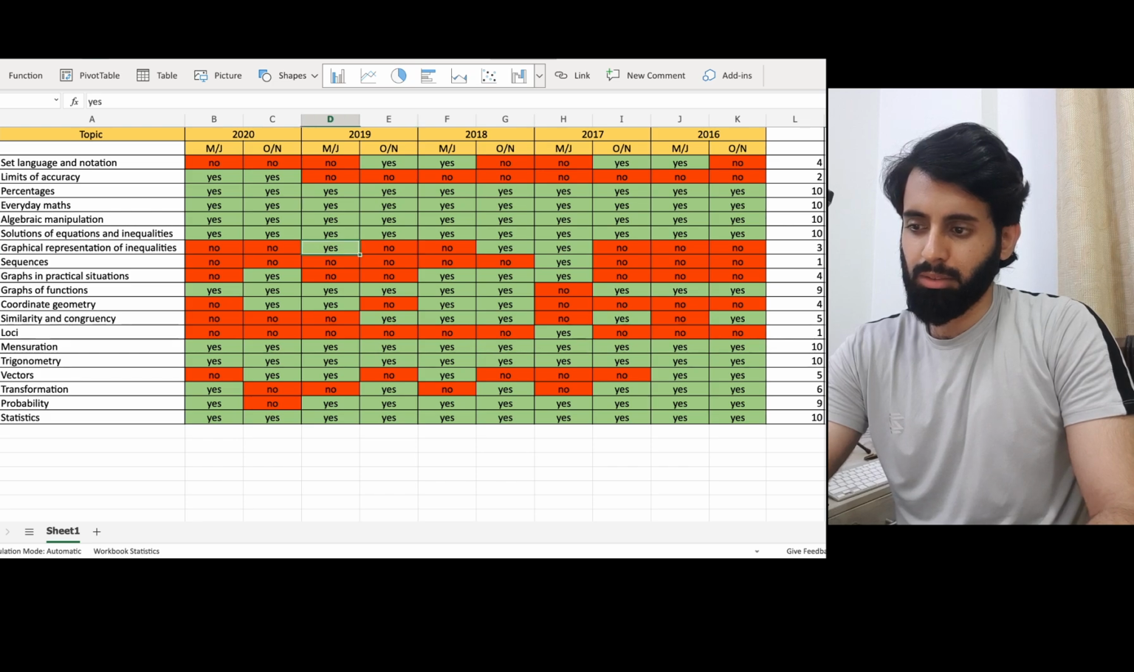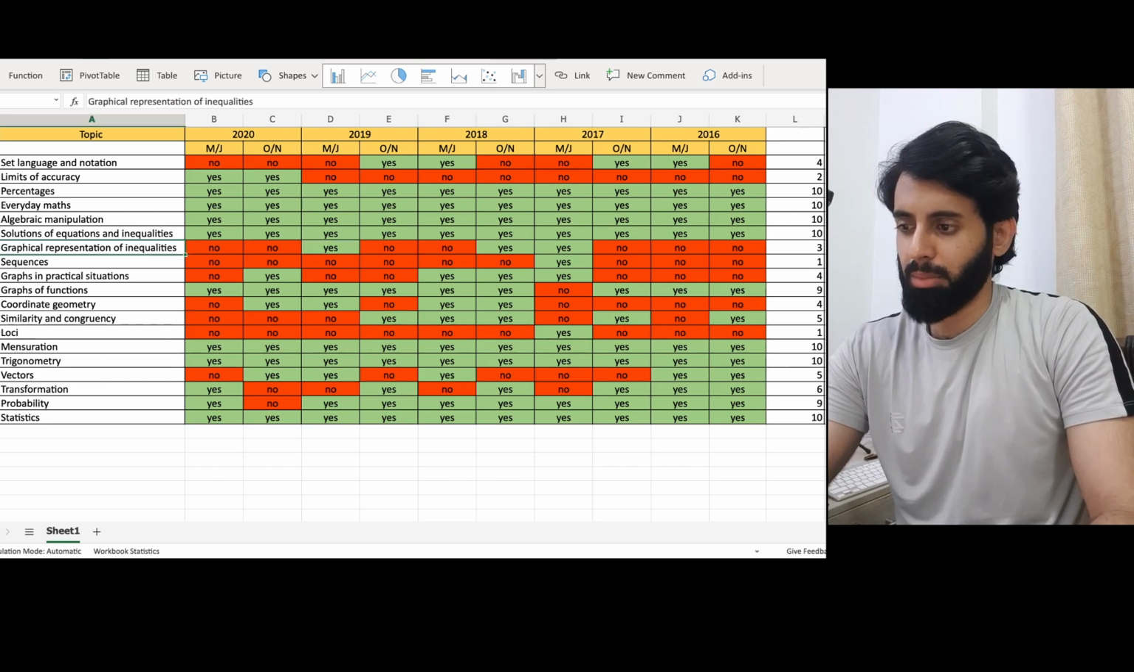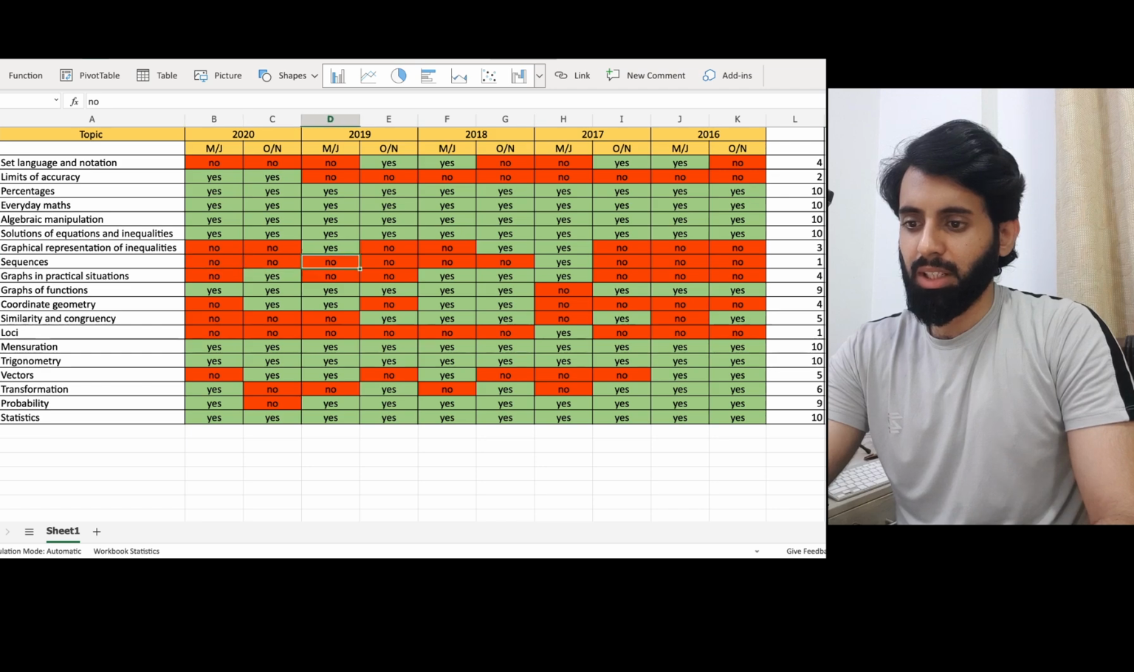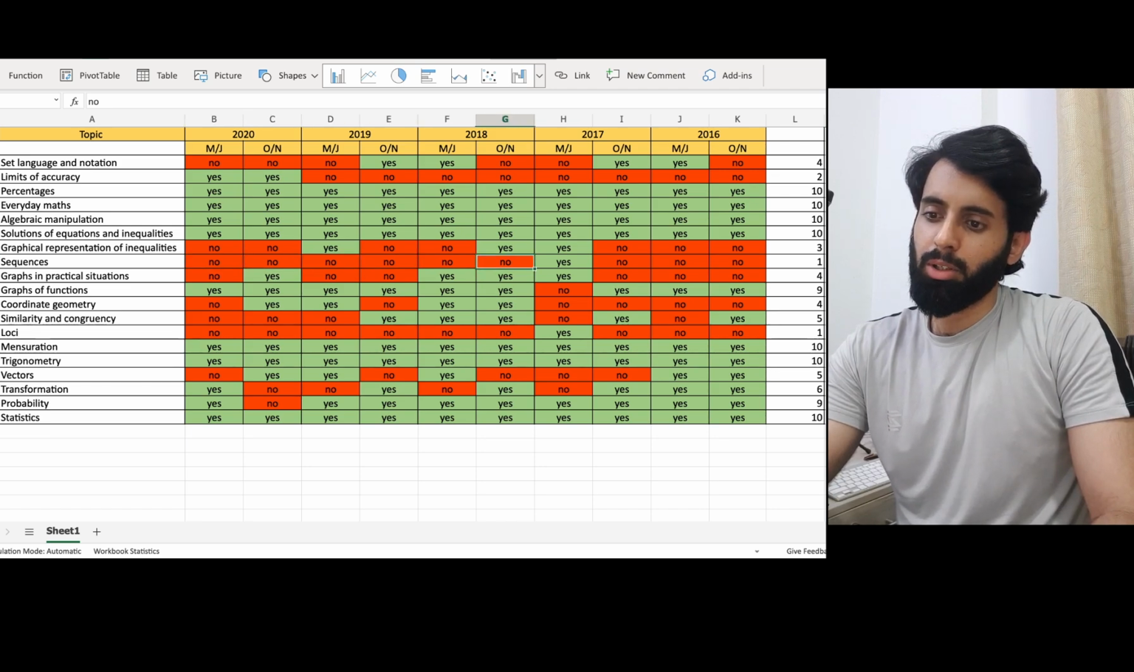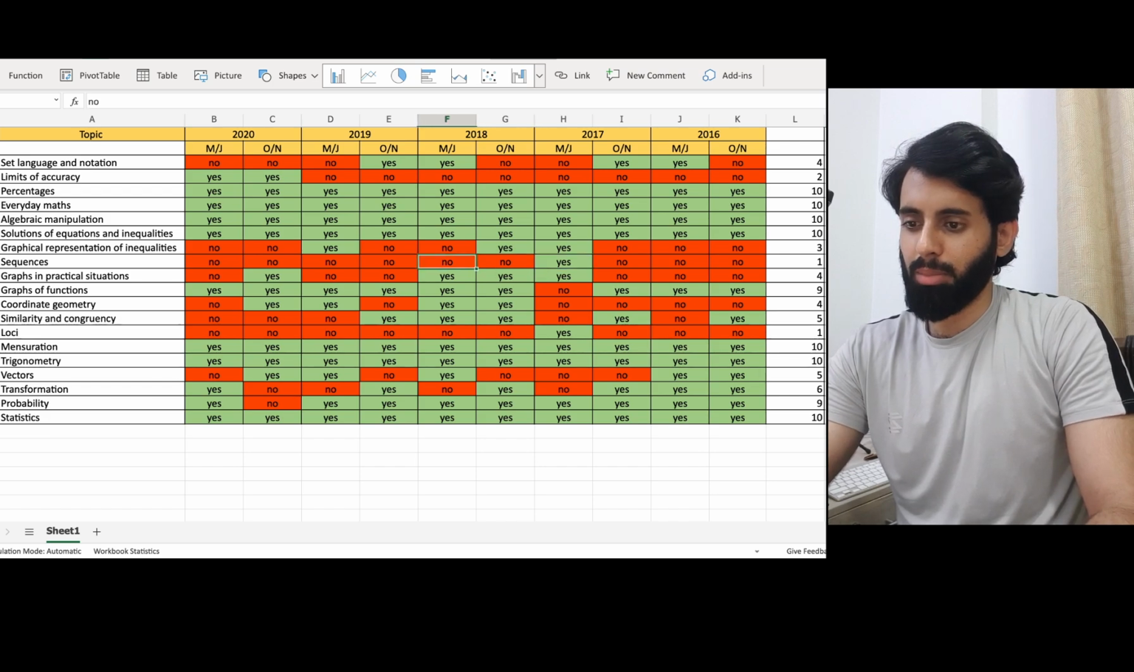Okay, and that means the rest of the times it came in paper 1. And then you have number sequences. Again, that's more of a paper 1 topic, which is why in the last 10 years, it has only happened once that it came in paper 2.